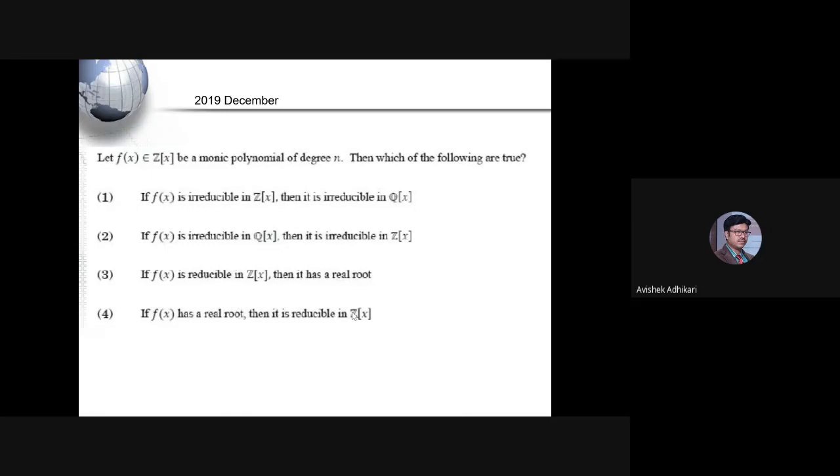Okay, it came in December 2019. Let f(x) be in Z[x] be a monic polynomial of degree n. Then which of the following are true? If f(x) is irreducible in Z[x], then it is irreducible in Q[x]. So it will again be a multiple correct choice, more than one could be correct. Sir, yes, the first option is true. Okay, so if f(x) is irreducible in Z[x], then it is irreducible in Q[x].